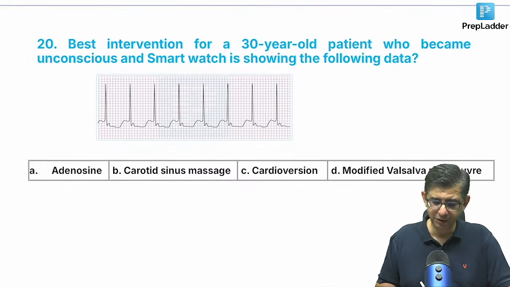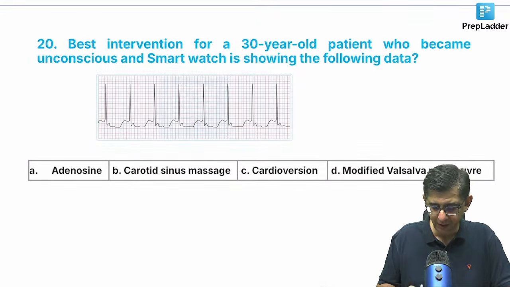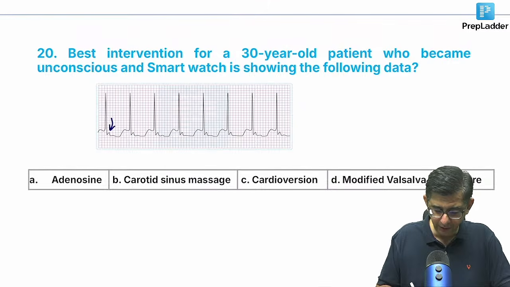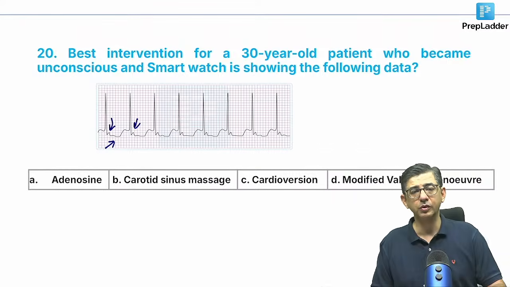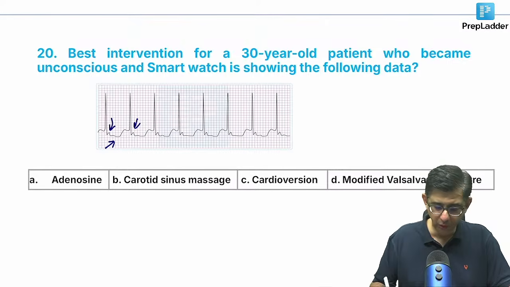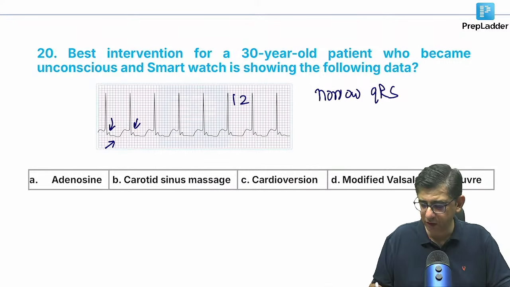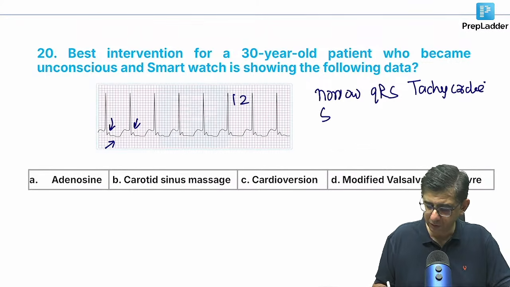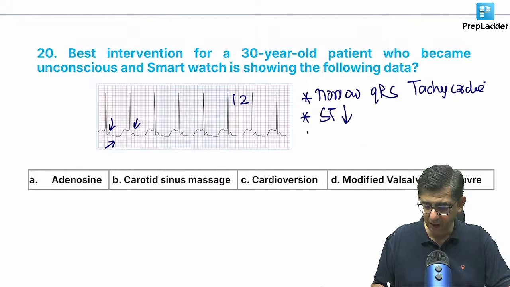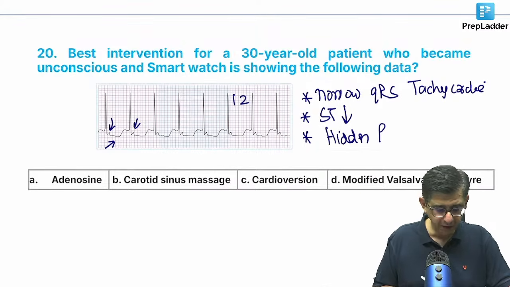30-year-old patient, the smartwatch is showing the following data. And now you can see retrograde P waves or an ST depression coming up in this case. Considering that there is a narrow QRS, and apart from narrow QRS, there is a tachycardia, like only two large squares present here. So I'm saying narrow QRS tachycardia with a very visible ST segment depression, retrograde P waves or hidden P waves, as I can say. So this would be a case of paroxysmal supraventricular tachycardia.